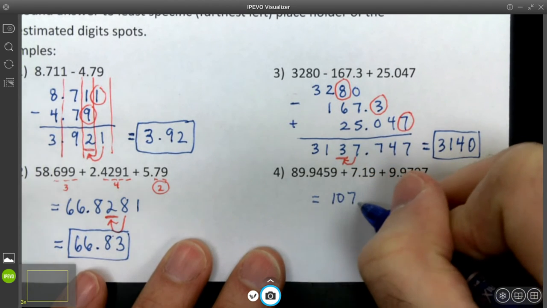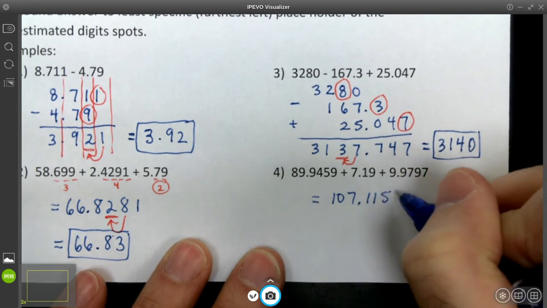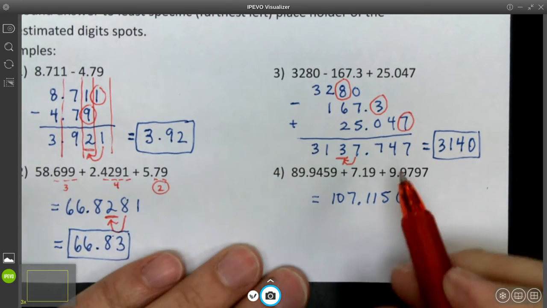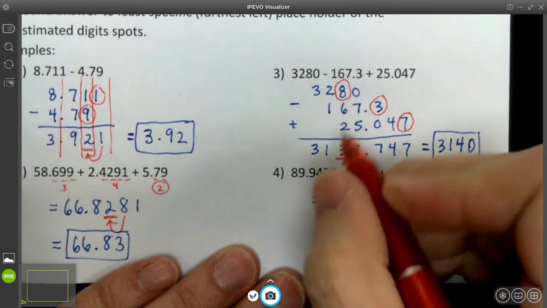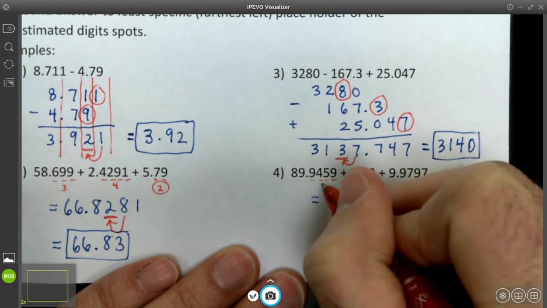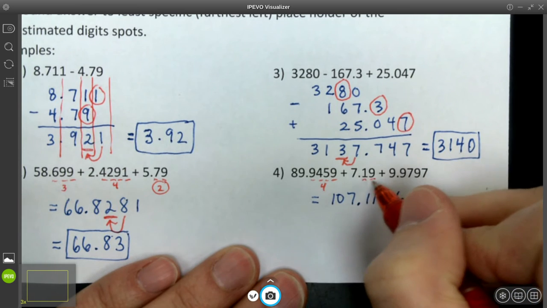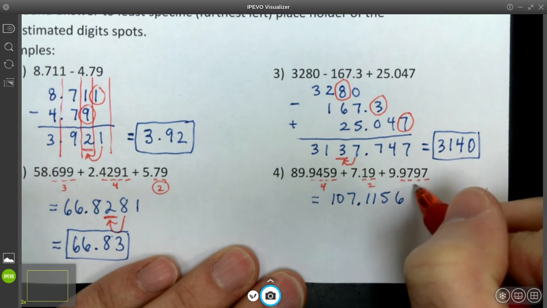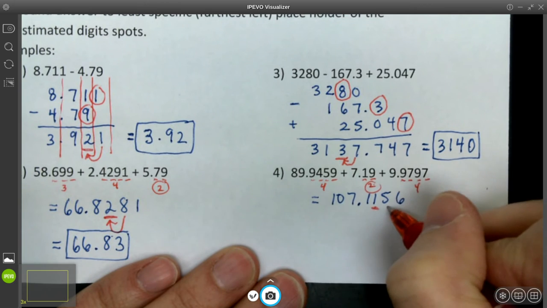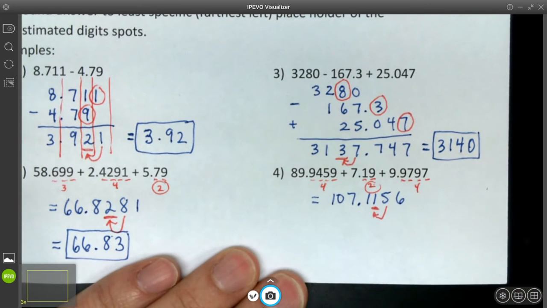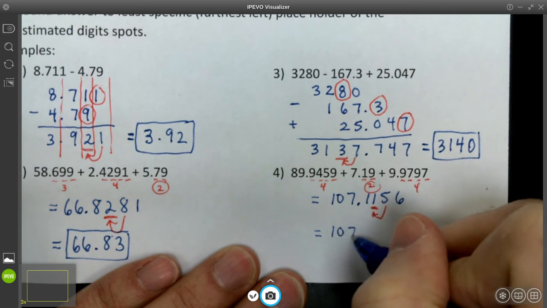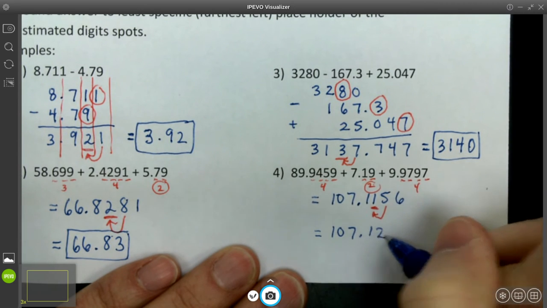This comes out to be 107.1156. They all have decimals, so we can do a little trick. So 1, 2, 3, 4. This one has 2. This one has 4. So the smallest number is 2. So 1, 2. Here, the 5 will round that up, so we get a final answer of 107.12.